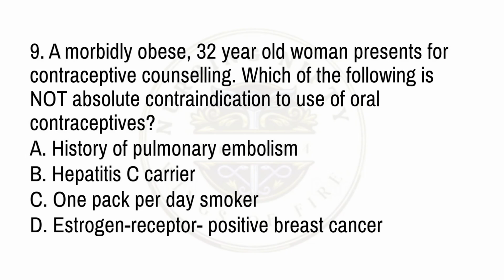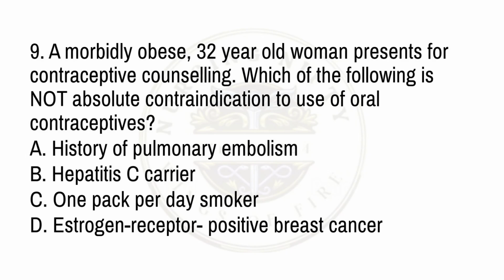Question number 9. A morbidly obese 32-year-old woman presents for contraceptive counseling. Which of the following is not an absolute contraindication to use of oral contraceptives? Options. Option A. History of pulmonary embolism. B. Hepatitis C carrier. C. 1 pack per day smoker. And D. Estrogen receptor positive breast cancer. So here the right answer is option C. 1 pack per day smoker.